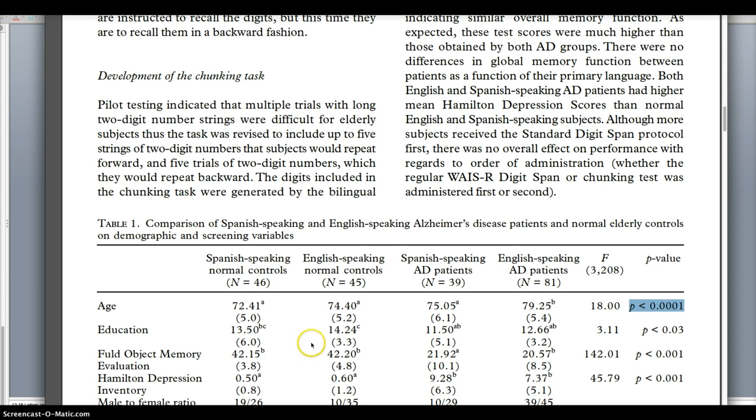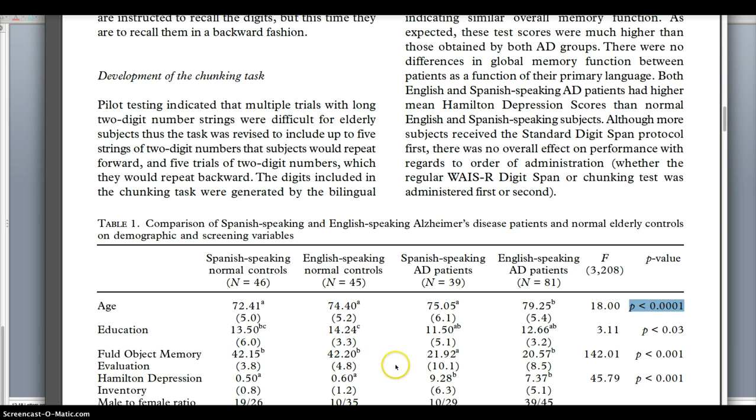These 3 all have different sets of letters. So these 2 with the A's and B's, those are A, B, those are the same. So those are statistically equal. C is different, BC is different. So you can see where the differences are.